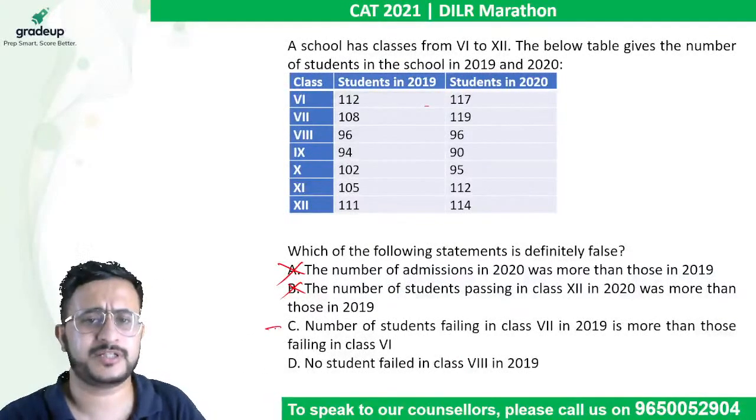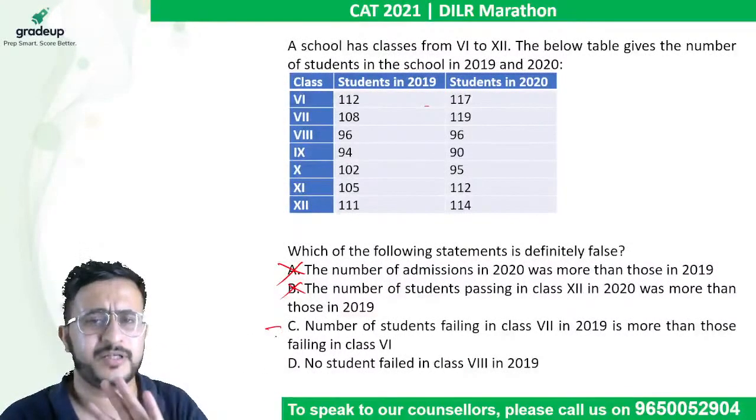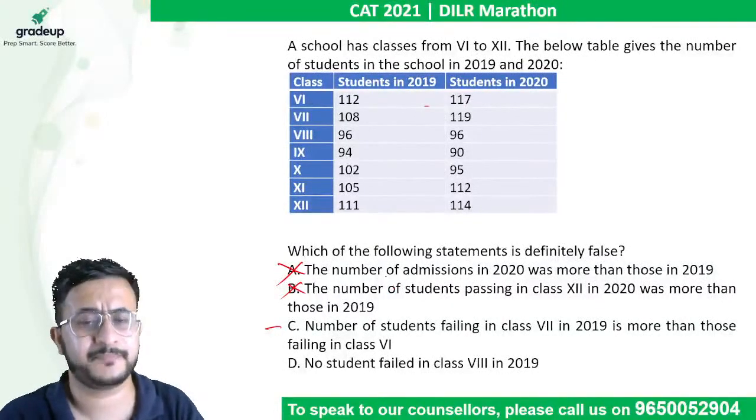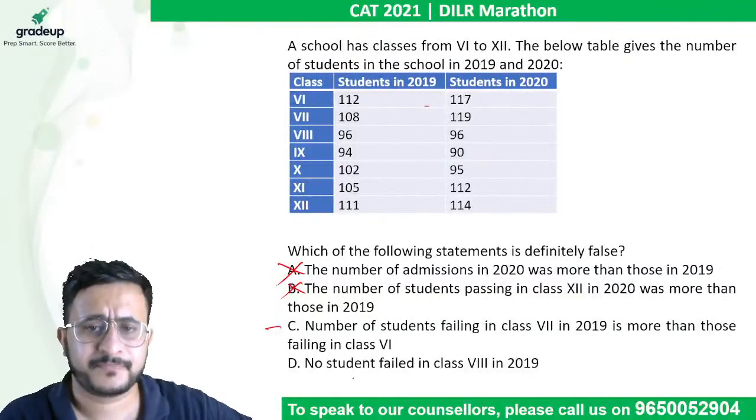So still let us put it on hold. If you feel it is confusing, we can manipulate the number of students joining and then make it proof. We can make it true also, or false. But no student failed in class 8th in 2019.